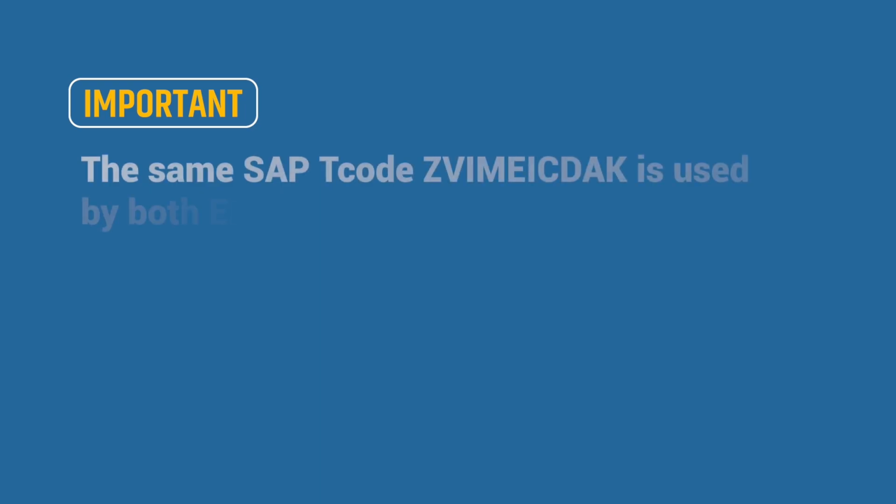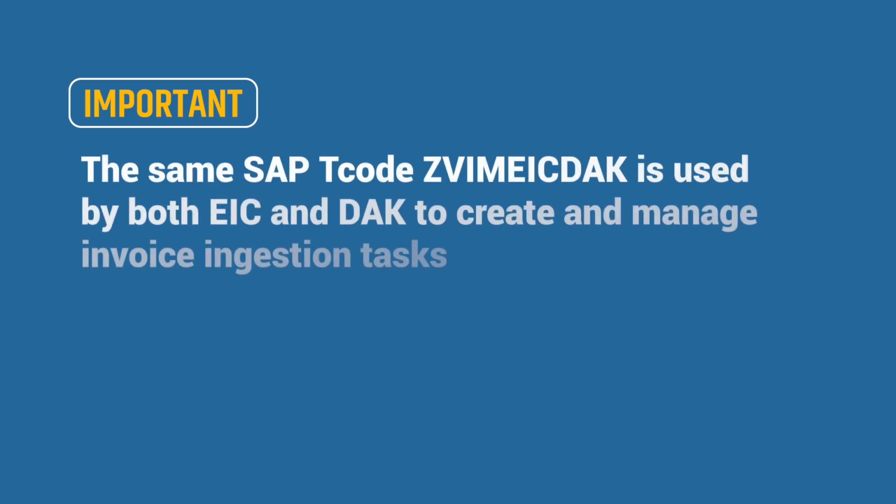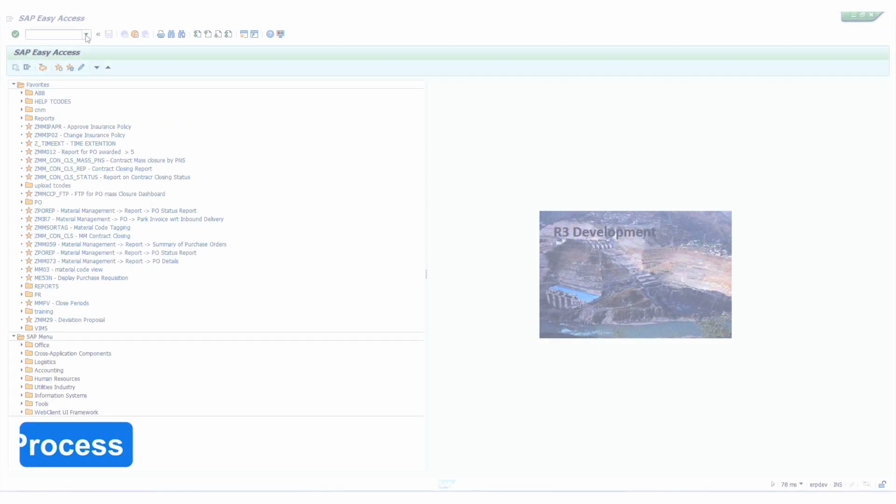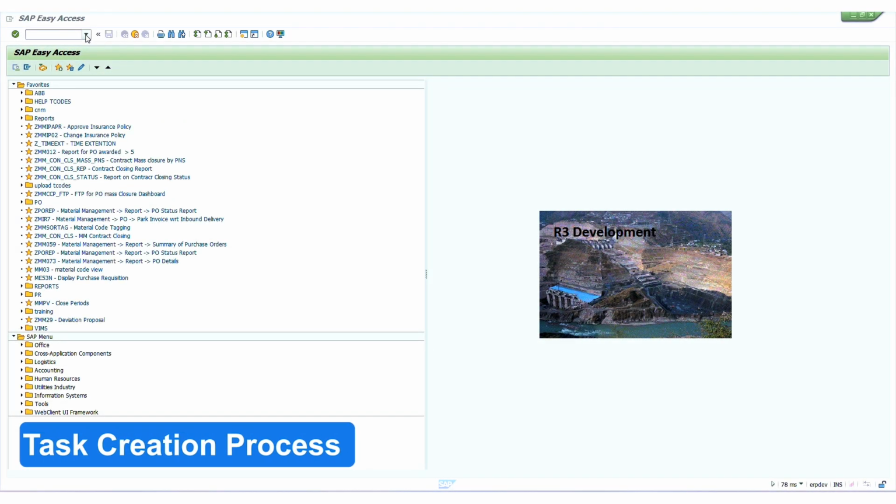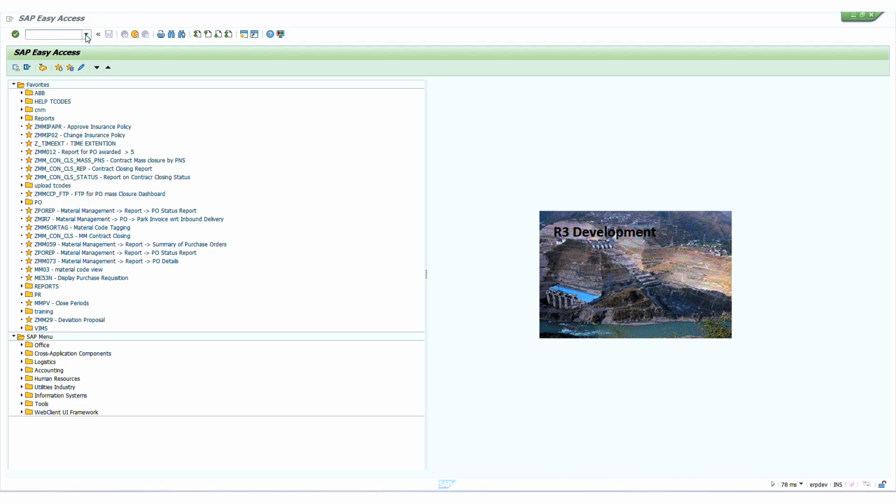Important. The same SAP T code ZWIM EIC DAC is used by both EIC and DAC to create and manage invoice ingestion tasks. Task creation process. Here is how to create a new invoice ingestion task. Step by step. Enter T-code ZWIM EIC DAC in T-code bar.